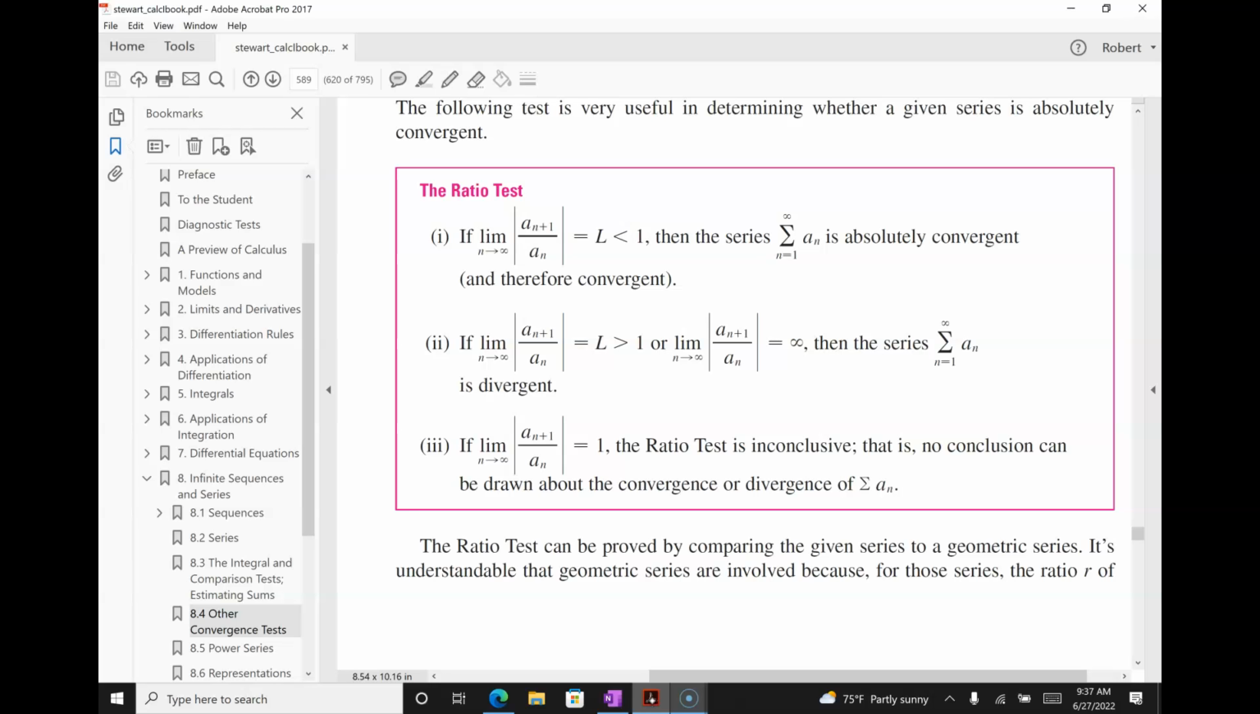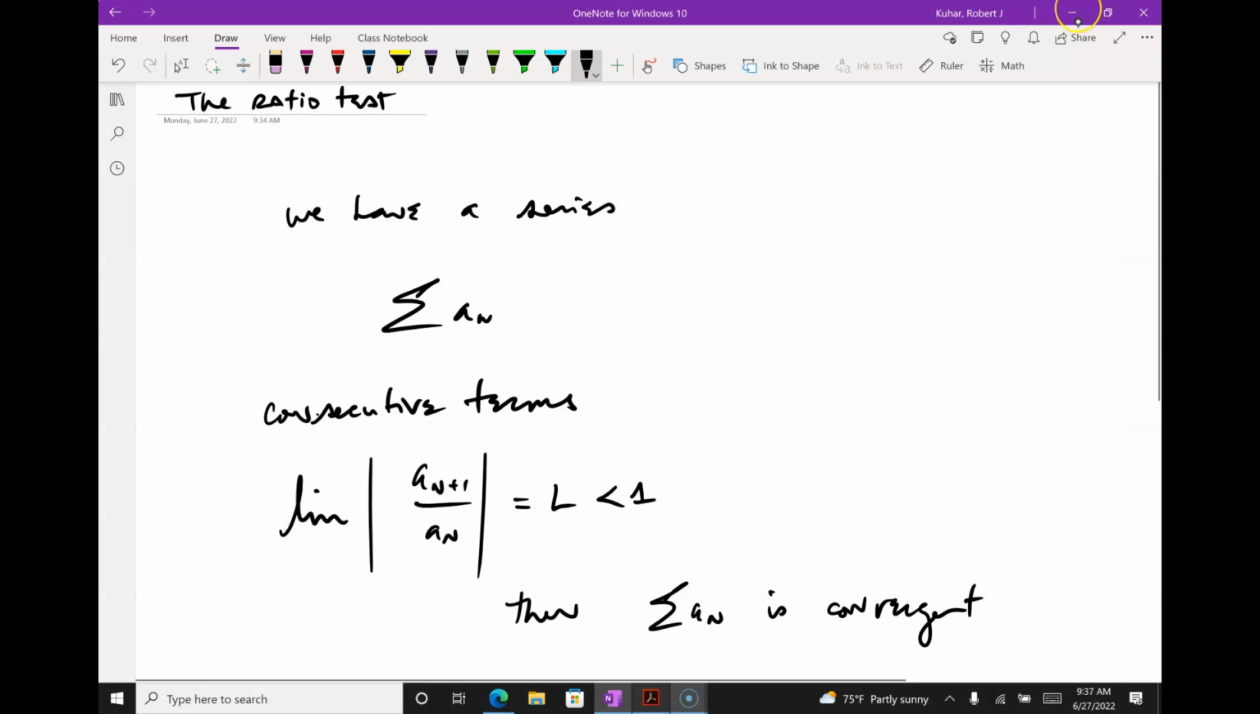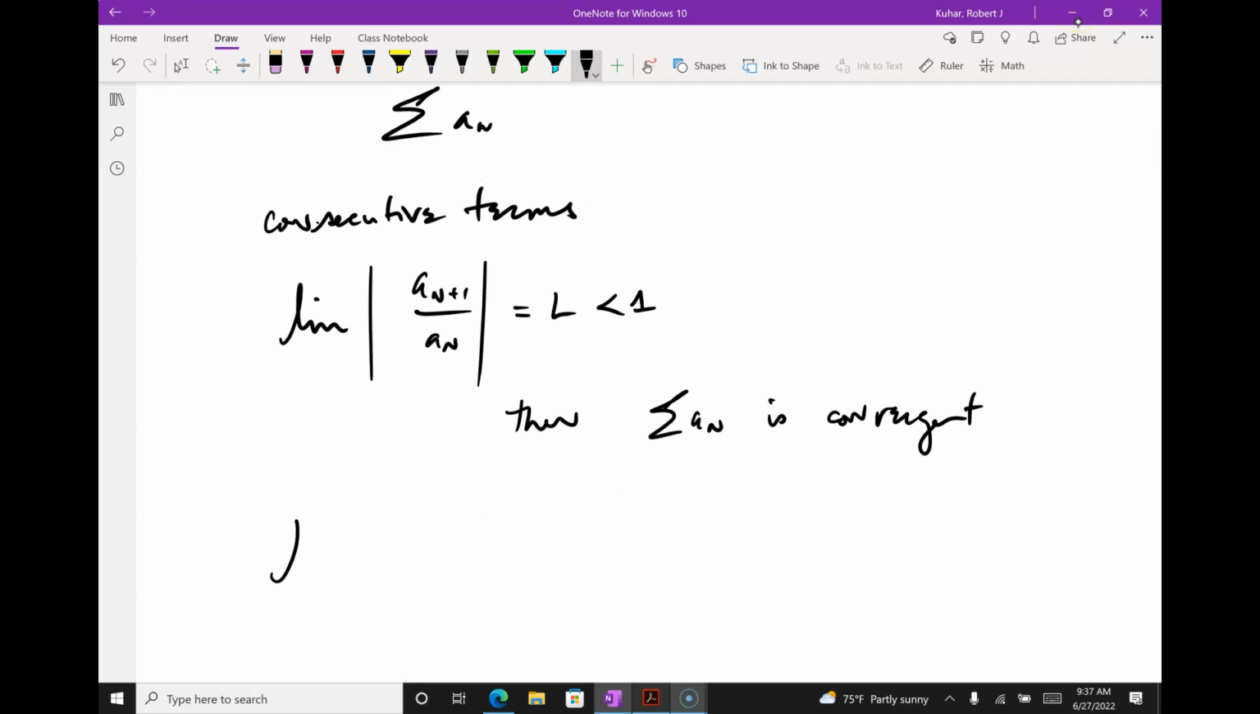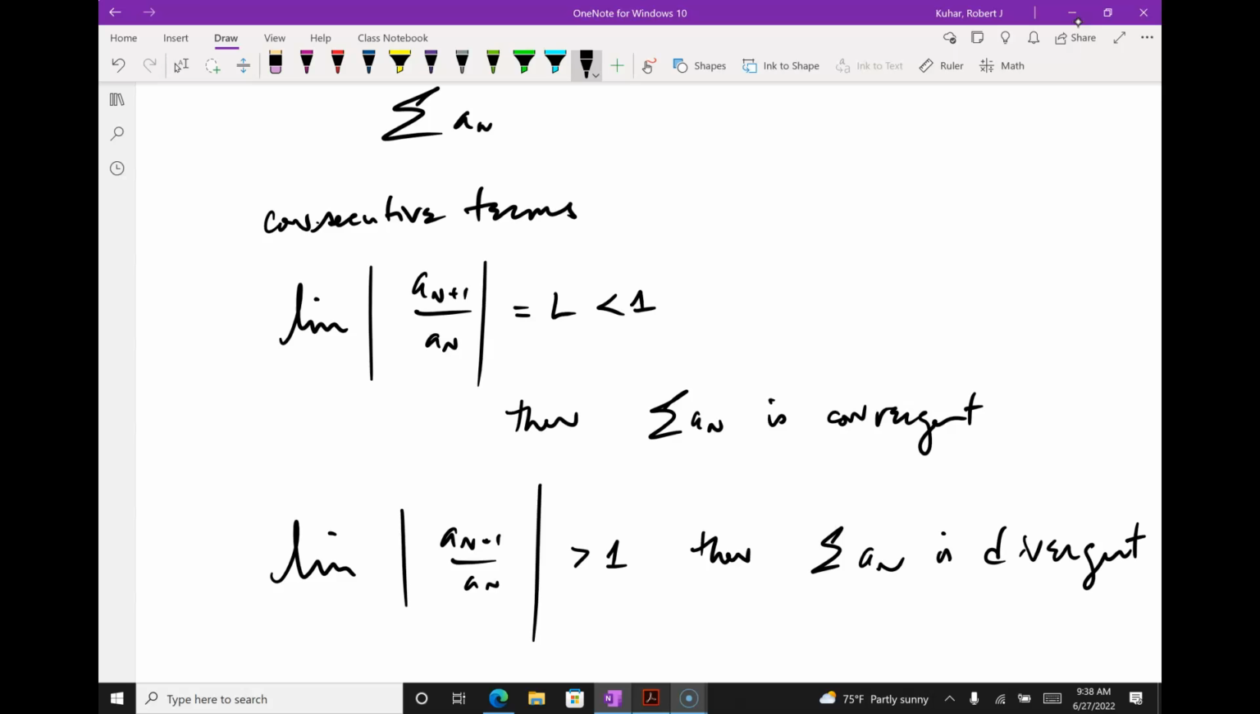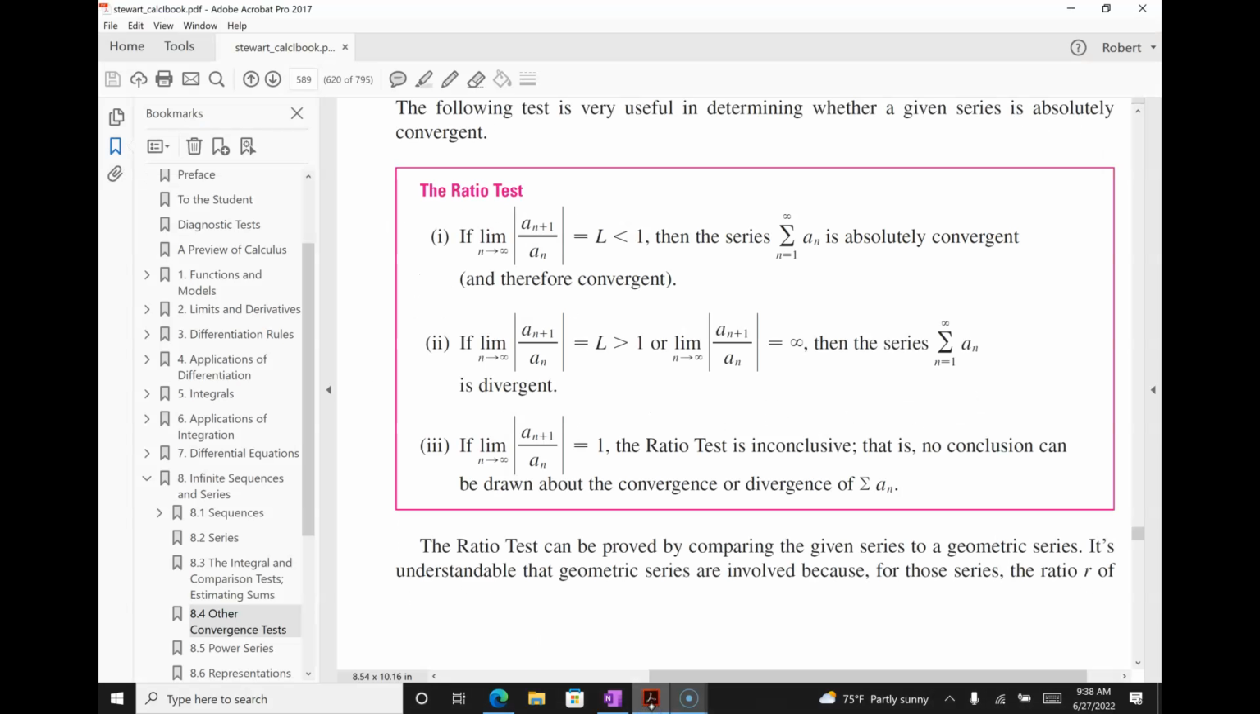If I have the limit greater than 1, it's going to diverge. Should be obvious, right? The limit of a sub n plus 1 over a sub n is greater than 1, then the series is divergent. And that should be obvious, because it's saying I'm going to keep adding bigger and bigger terms. If I keep adding bigger and bigger terms, there's no way I'm getting a sum out of it. And I think the last one is pretty interesting: if I get a limit of 1, the ratio test is inconclusive.